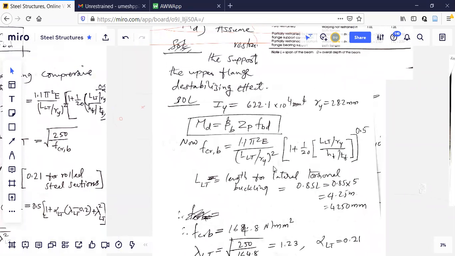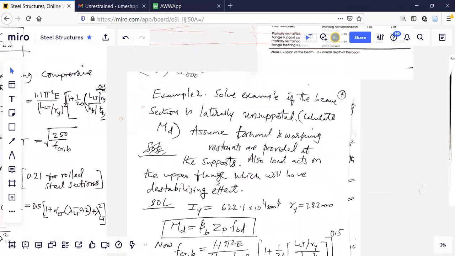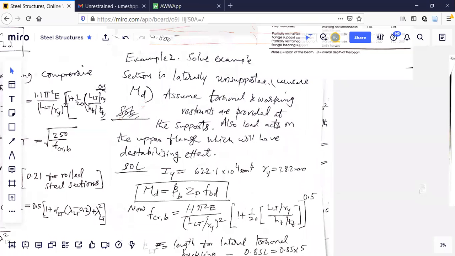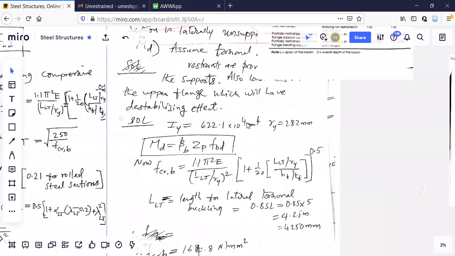Otherwise, directly you should use 5 and solve it. It means, whatever I have told, assume torsional warping restraints are provided. Also, load acts on the upper flange, which will have destabilizing effect. If this sentence is there, you have to refer to the table. Otherwise, as it is 5 only, use that and solve the problem.